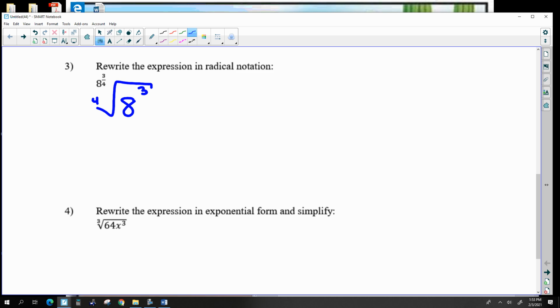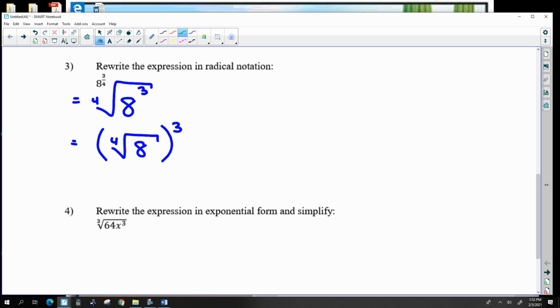Now, here is something. I think this might be the answer, but it could be written in a couple different ways. Let me go through all of the things that I'm worried about in this problem. This could be legitimately the answer. Another answer could be the 4th root of 8 to the 3rd power. It could be written like that.